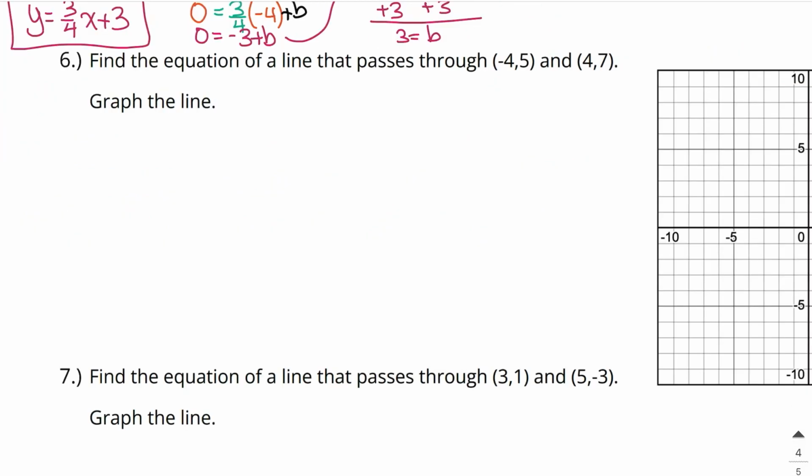Okay, number 6 says find the equation of a line that passes through the points -4, 5, and 4, 7.